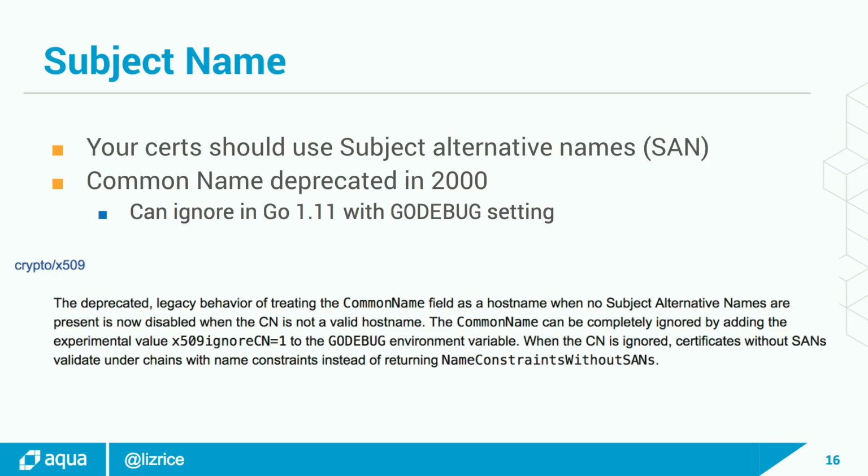And as Go programmers, if you want to get ahead of the curve, you can set this Go debug flag to actually ignore the common name field altogether. This is going to become the standard behavior eventually. The Chrome browser will already ignore common name. It requires you to use subject alternative names. So although it's been deprecated for 18 years and we've been carrying on using it regardless, all the certificate authorities, all the trusted ones that you've heard of, are using subject alternative names. It's really up to the person validating the certificate to ignore the common name.